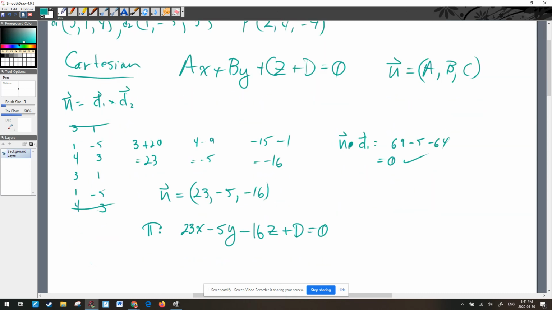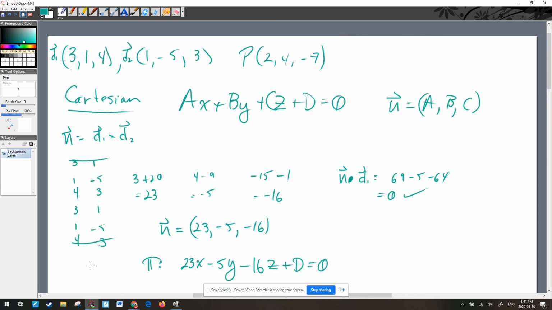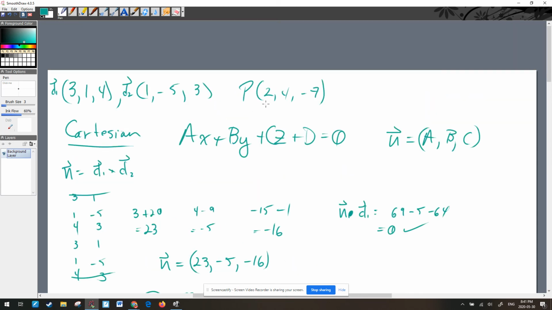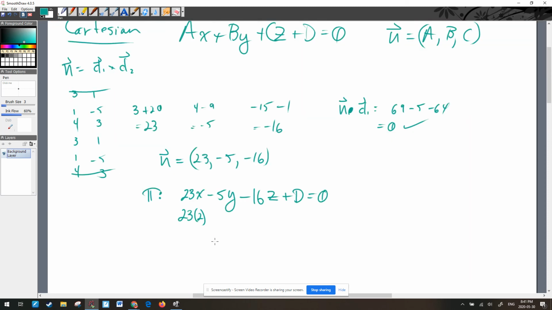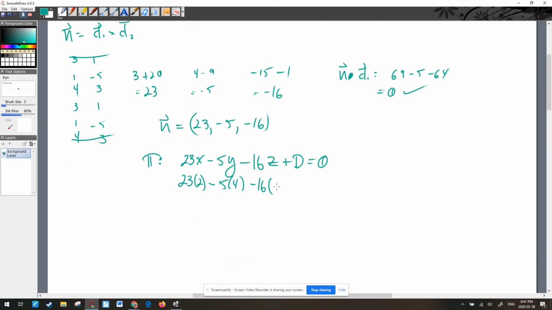You take any point on the plane. Normally we'd use our anchor point, and you substitute in the x, y, and z values, and then you solve for d. So this is going to be 23 times 2 minus 5 times 4 minus 16 times negative 7 plus d equals 0. So it's going to be 46 minus 20 plus 70 and 42 plus 112 plus d equals 0.